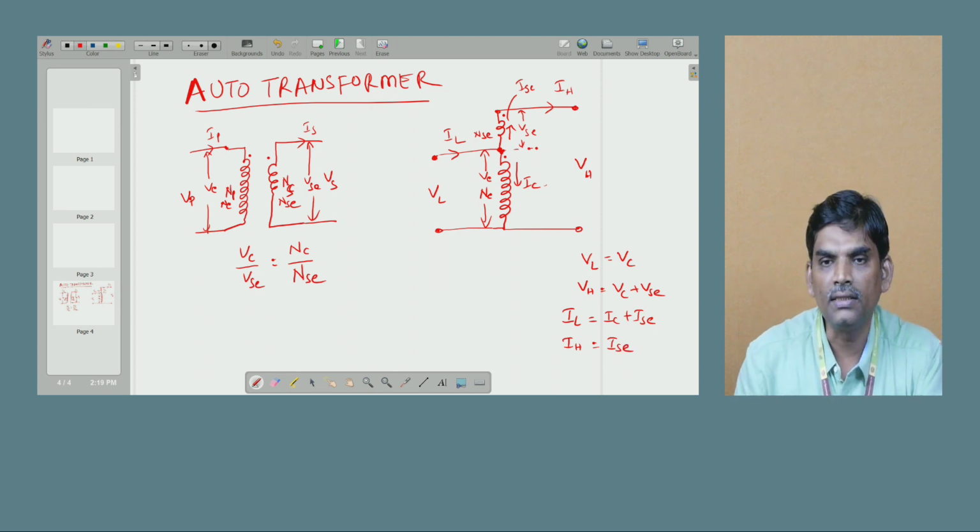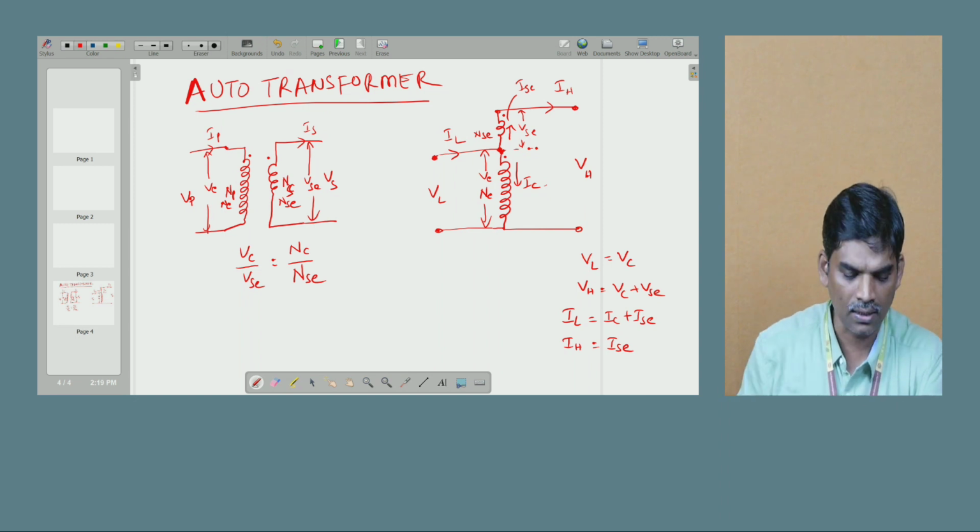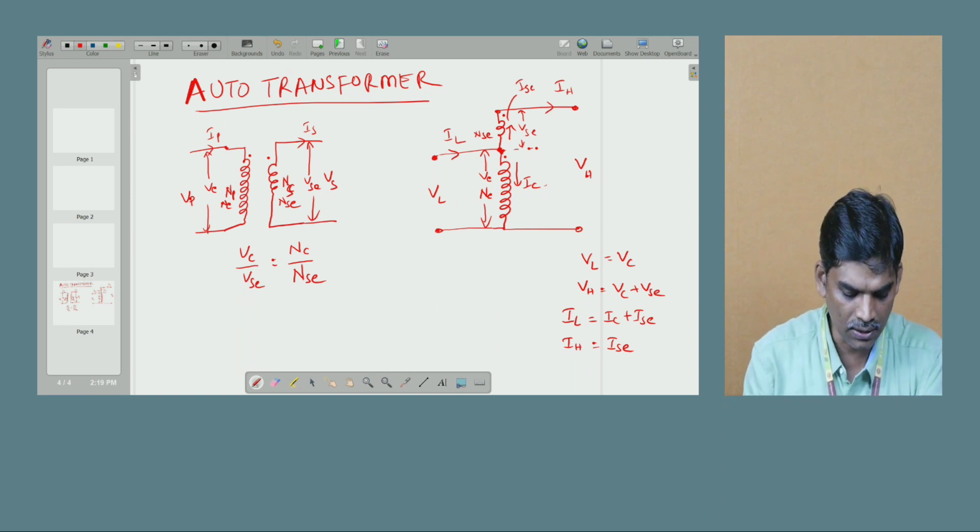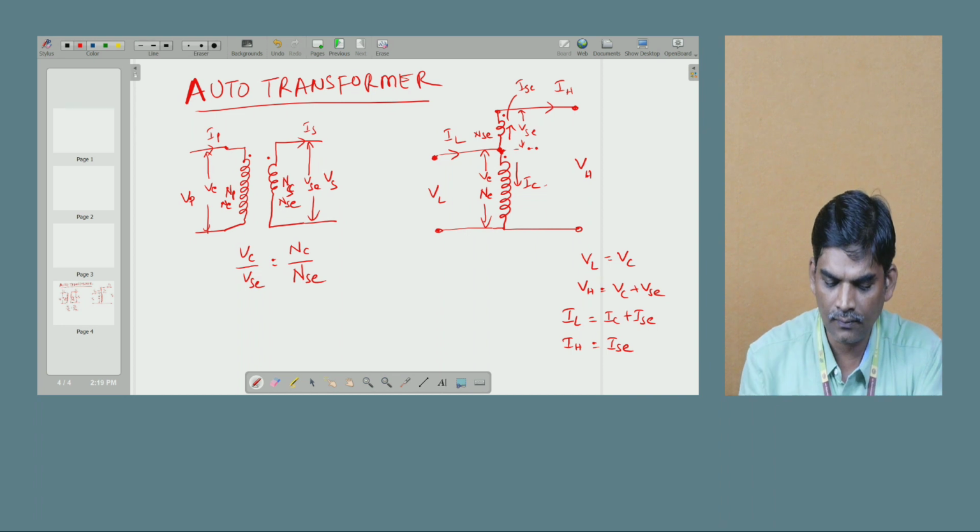So these are the links between the windings of the autotransformer. Like that, this is the step up and step down also. In this manner we have to connect.